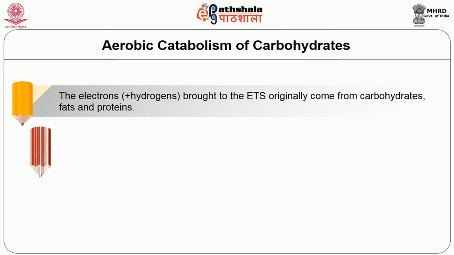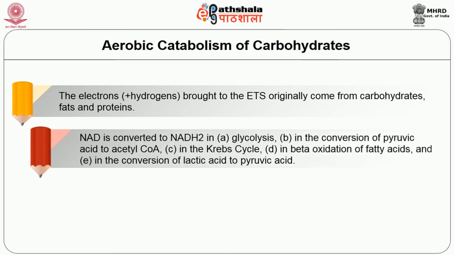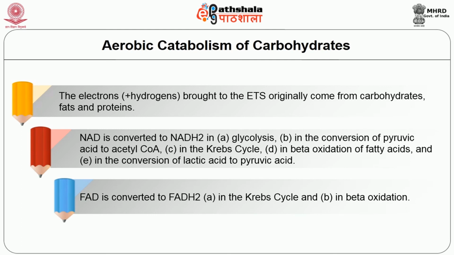NAD is converted to NADH2 in glycolysis, in the conversion of pyruvic acid to acetyl-CoA, in the Krebs cycle, in beta oxidation of fatty acids and in the conversion of lactic acid to pyruvic acid. FAD is converted to FADH2 in the Krebs cycle and in beta oxidation.